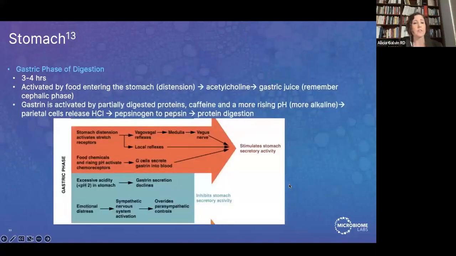Now, the gastric phase of digestion is about 3 to 4 hours, and it's activated by food coming into the stomach, which, if you remember from the cephalic phase, is where acetylcholine gets triggered further, and that further helps to release that gastric juice. And it's that gastric juice that then ensures we get that protein activation to deal with the proteins coming in from the meal. And then we also have to have the gastric juice to activate the pepsinogen to pepsin. So this is what's happening when we first start to eat a meal and it goes through that gastric phase.